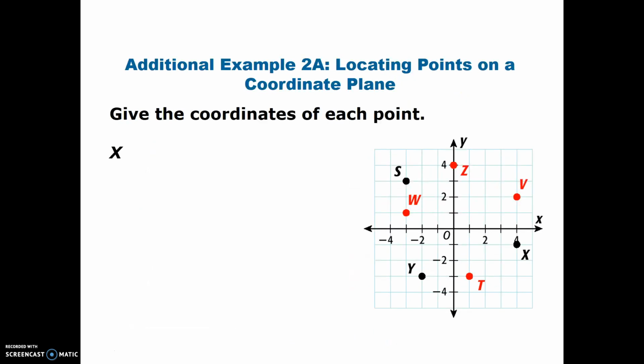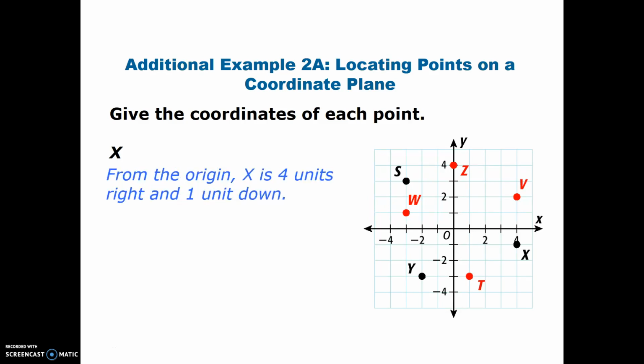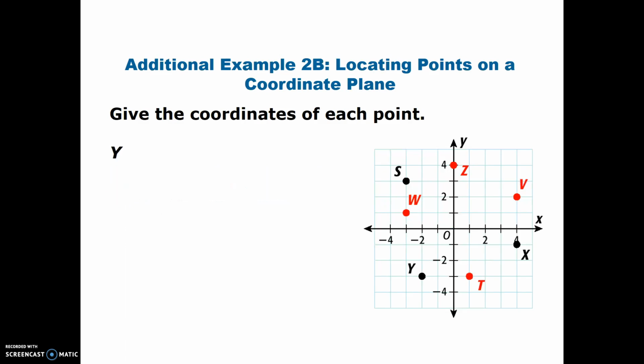All right. So let's take a minute. Give a coordinate for X. What would be the ordered pair for X? Okay, how'd you do? Well, from the origin, X is 4 units to the right and 1 unit down. I'm going to take the number 4 elevator to the -1 floor. So my ordered pair would be 4, -1.